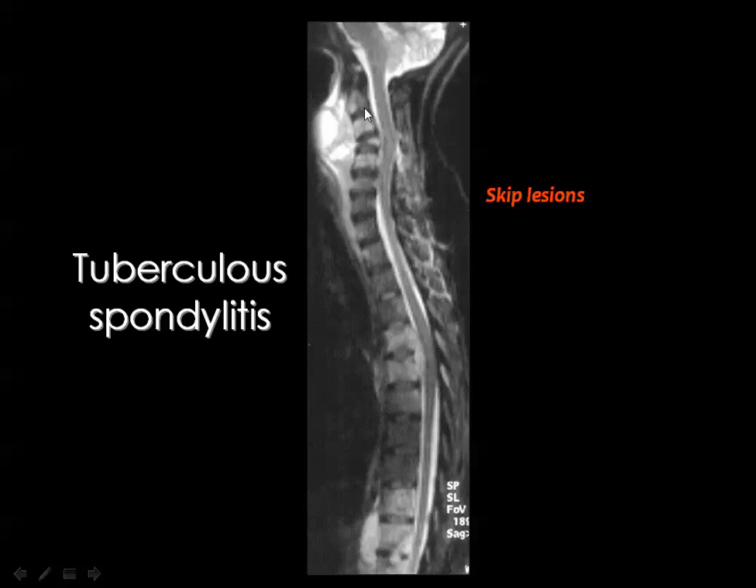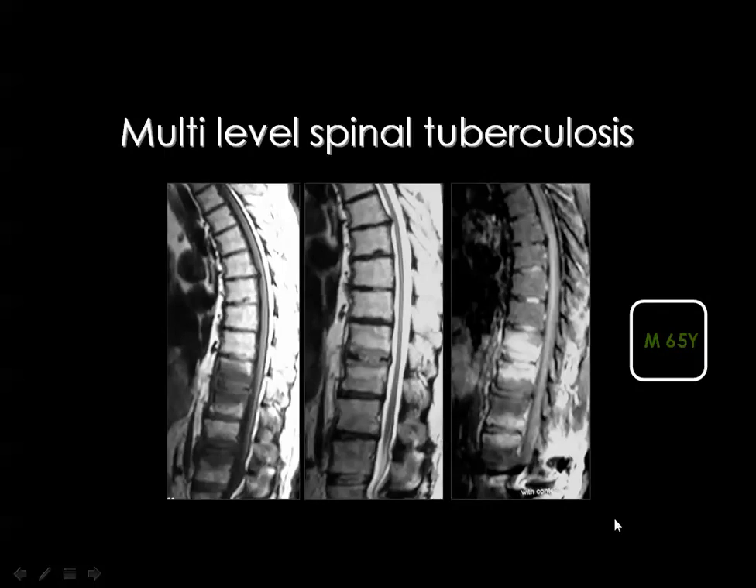And near here is C2, 3, and at C4 you have the collapse of the vertebra and a huge prevertebral abscess compressing the pharynx. Then lower down you have another inflammatory lesion, and also lower down another inflammatory lesion. This is what we mean by skip lesions, which are usually suggestive of tuberculous spondylitis. This is another example of a skip lesion. There is a lesion here, and there is also another lesion there.